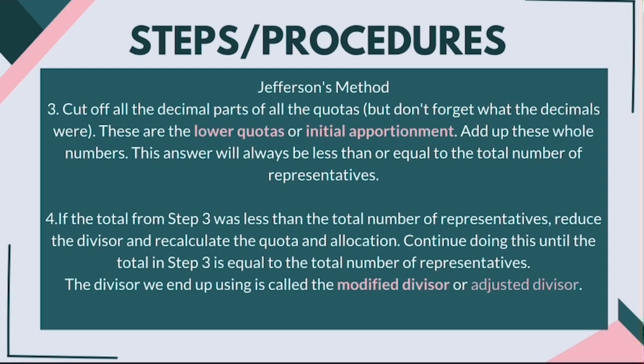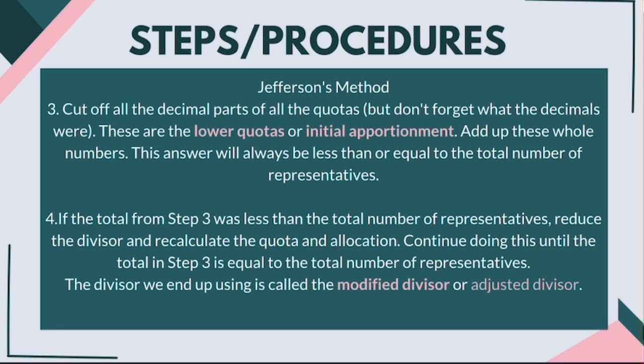This answer will always be less than or equal to the total number of representatives. If it is equal to the total number of representatives, we would be done. But if it's not, then we go to step 4. If the total from step 3 was less than the total number of representatives, reduce the divisor and we calculate the quota and allocation again. So if we have leftover representatives, we actually modify the divisor rather than using the decimal parts of the quotas.